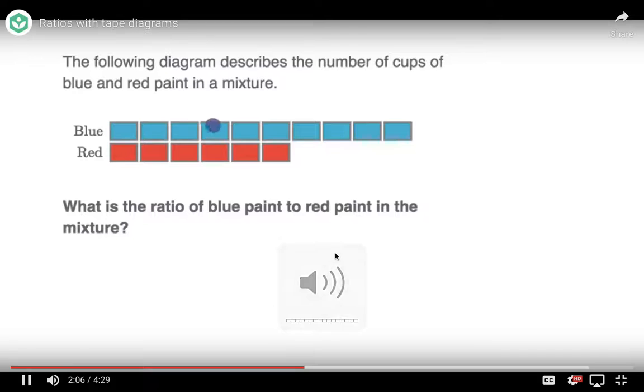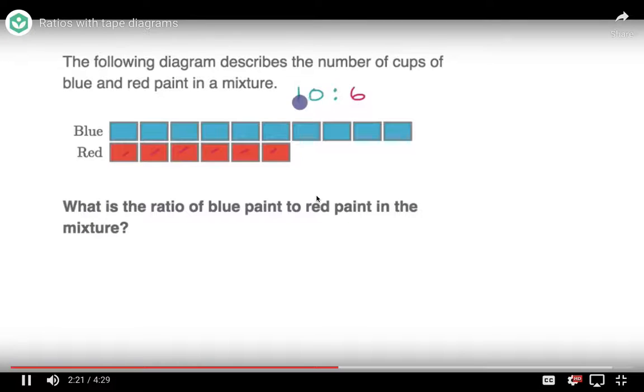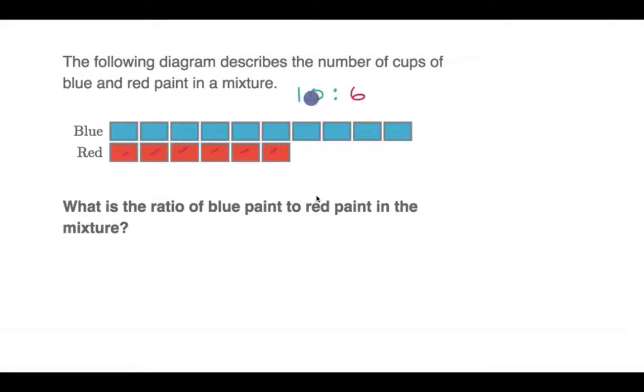All right, so let's just see. We have 1, 2, 3, 4, 5, 6, 7, 8, 9, 10 cups of blue paint for every 1, 2, 3, 4, 5, 6 cups of red paint. So this would be a legitimate ratio: 10 cups of blue paint for every 6 cups of red paint. But this isn't in lowest terms or most simplified terms, because we can actually divide both of these numbers by 2. If you divide 10 by 2, you get 5, and if you divide 6 by 2, you get 3.